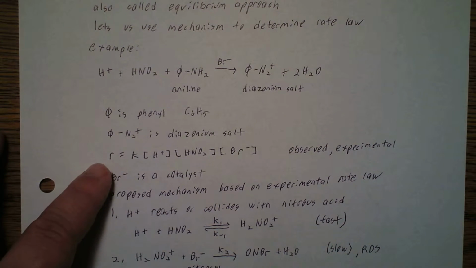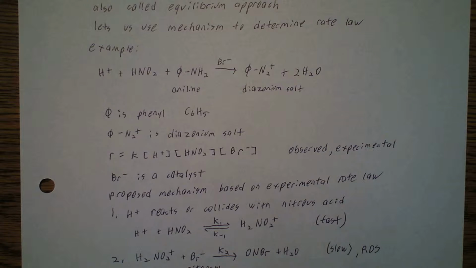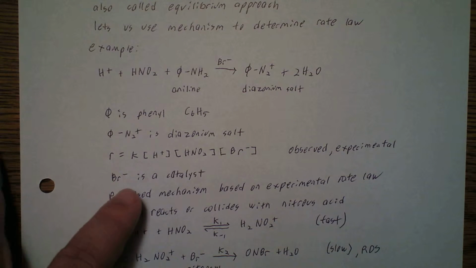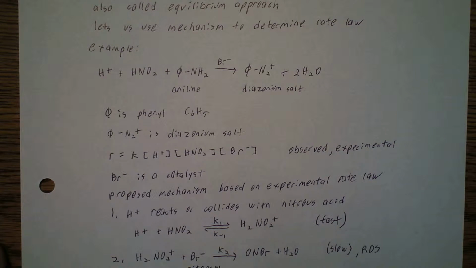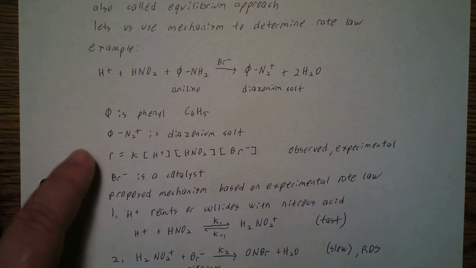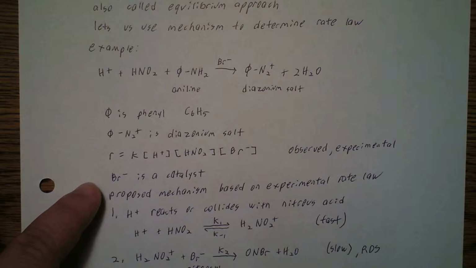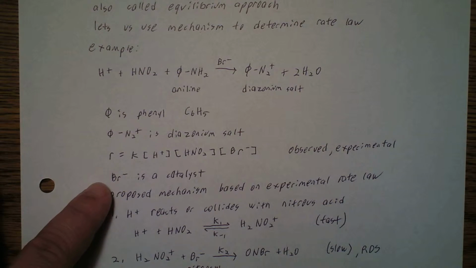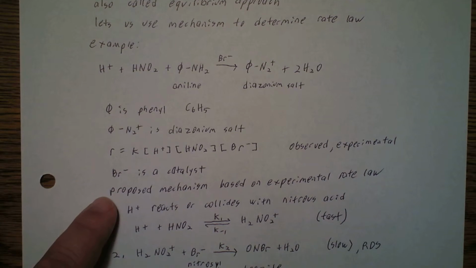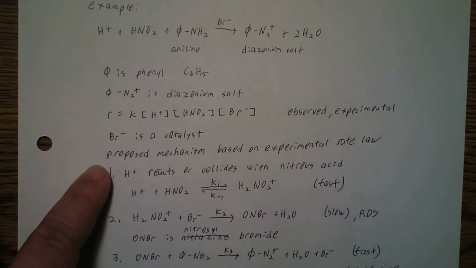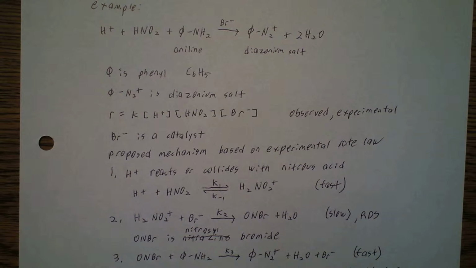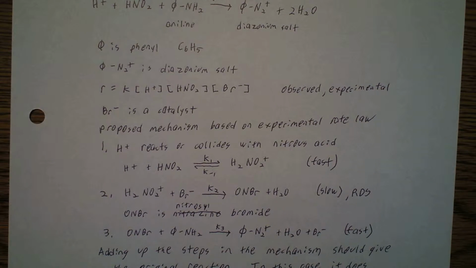So R is equal to K times the concentration of the H plus ions times the concentration of the HNO2 times the concentration of the bromide ions. Now this is observed, it's experimental. And like I said before, the bromide is a catalyst. Now how exactly is it happening? We're going to have this proposed mechanism that's based on the experimental rate law.